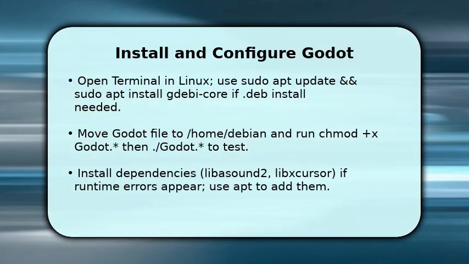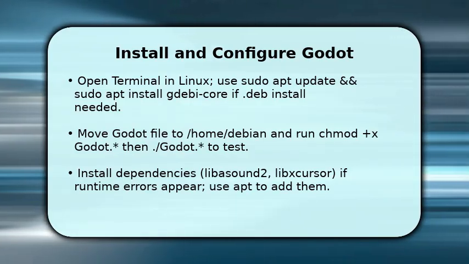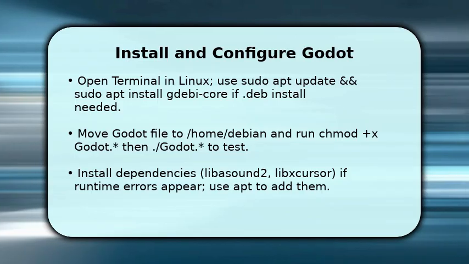You now install Godot inside the Linux container and configure runtime dependencies so projects run smoothly. First, update apt and install gdebi if you have a .deb, since it handles dependencies. Once in your Linux home, move the downloaded Godot file, make it executable, and launch it to confirm startup.